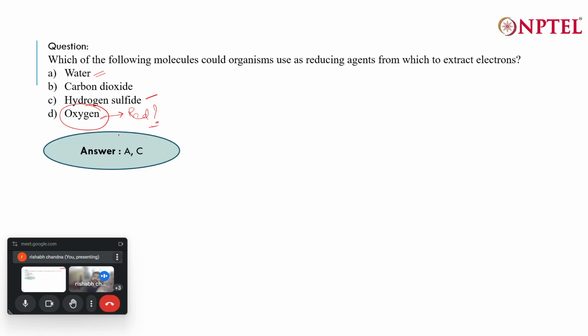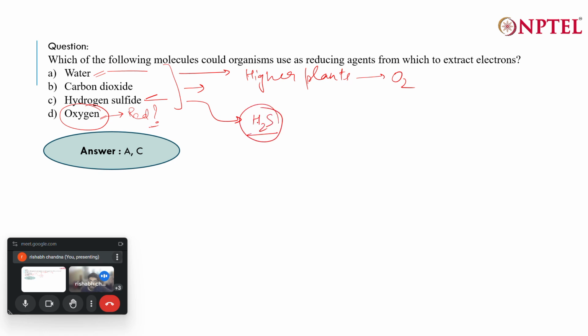Okay. So the correct answer is A and C. Both water and hydrogen sulfide are used as reducing agents, and we can extract electrons from them. Water is used as a reducing agent in higher plants, which helps to release the oxygen, and hydrogen sulfide is used in lower bacteria. From that, it utilizes this as an electron source.